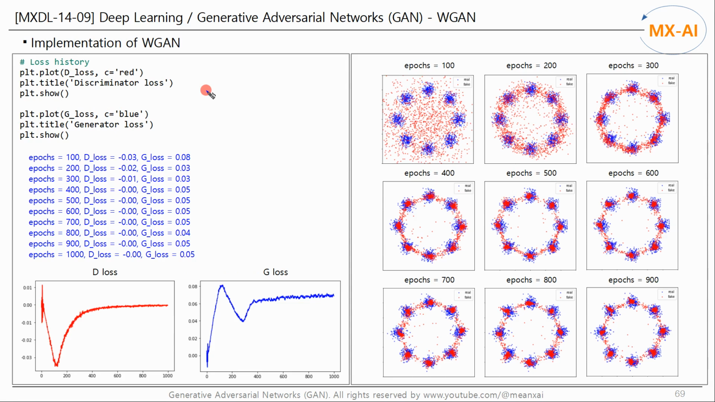Let's take a look at the results. The loss history of the discriminator measured during training is as follows. After 1,000 iterations, the loss converges to almost 0. D-loss is an estimate of the Wasserstein 1 distance.